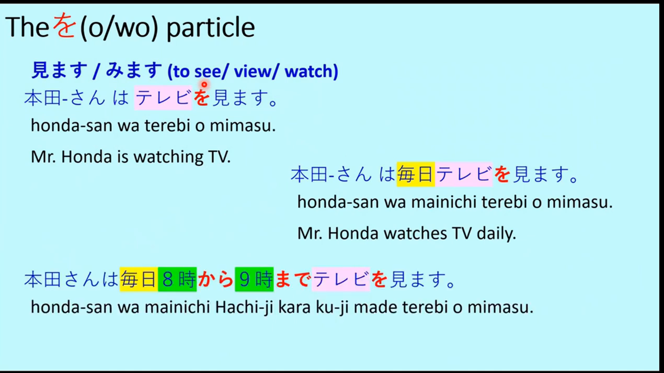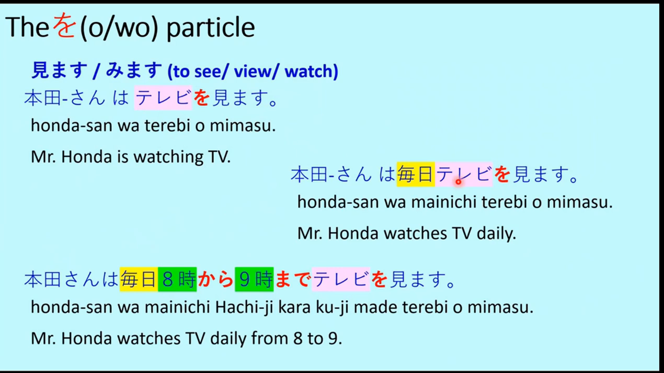And Mr. Honda watches television daily from what time to what time? 8 ji kara 9 ji made. So Mr. Honda watches TV daily from 8 to 9. Honda-san wa mainichi 8 ji kara 9 ji made terebi o mimasu. So this is only to explain how you can extend these sentences with more and more information. The first sentence was simple, that Mr. Honda watches TV or is watching TV.